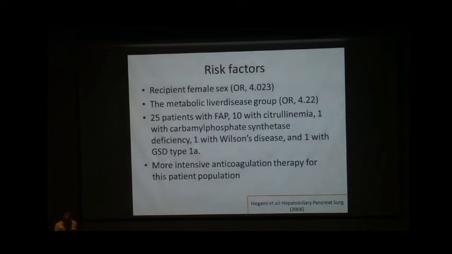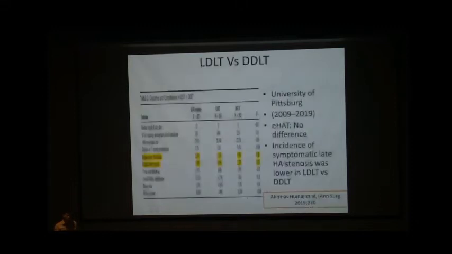Coming to the same study, the odds ratio associated with recipient female population is 4 and the metabolic liver disease is 4. So they have proposed more intensive anticoagulation therapy in those populations. Regarding the studies comparing both LDLT and DDLT, they have not found much difference between incidence of HAT.